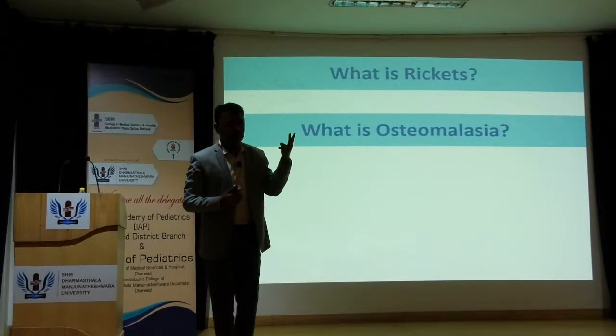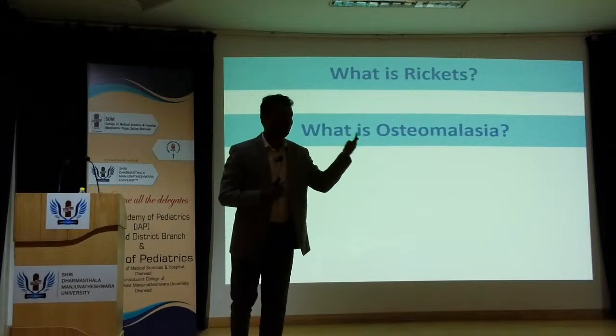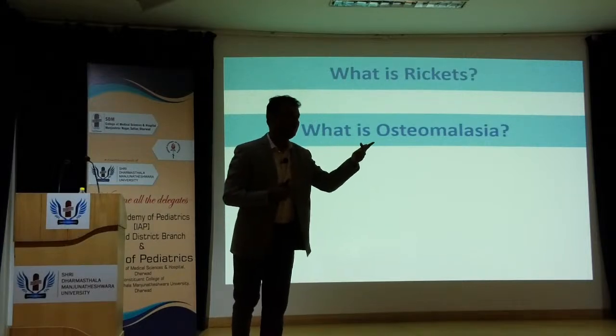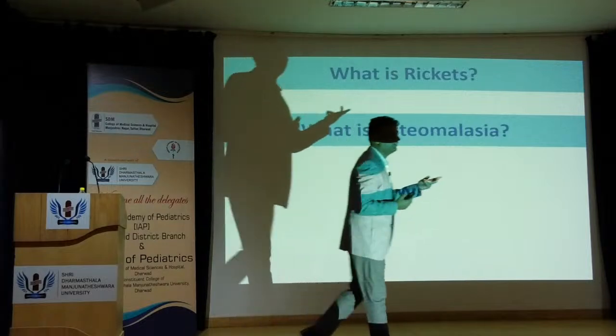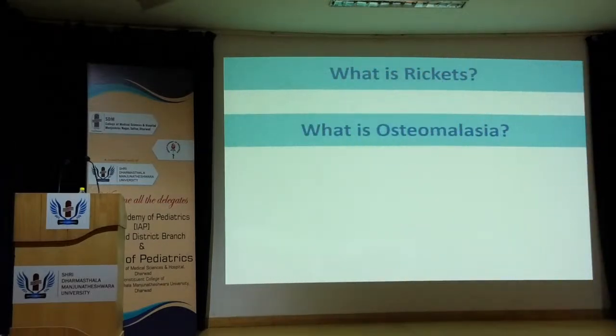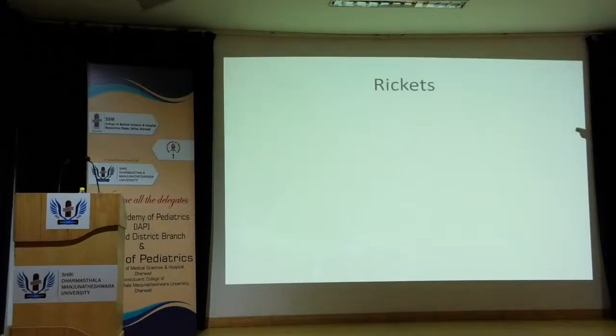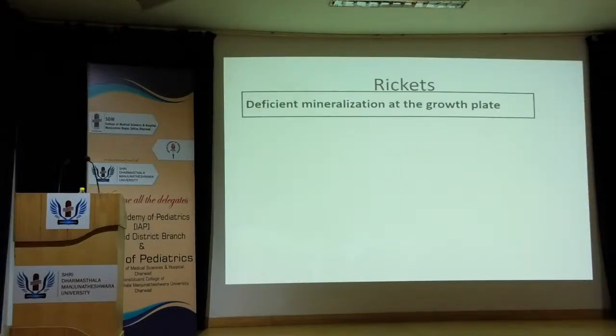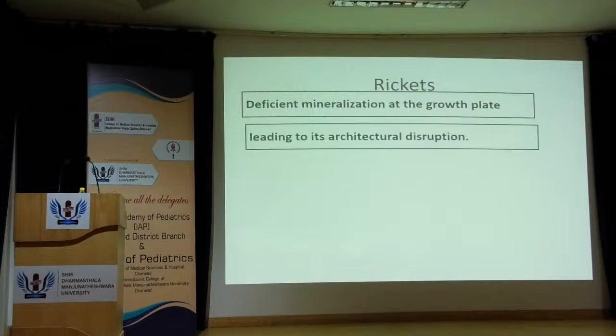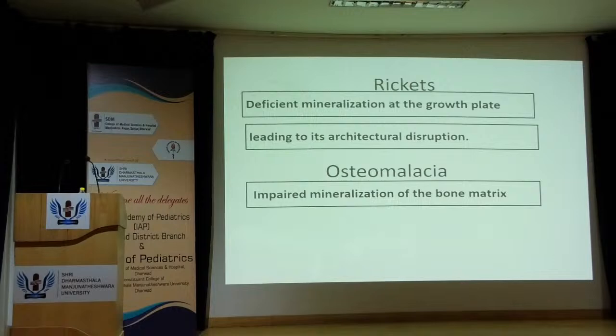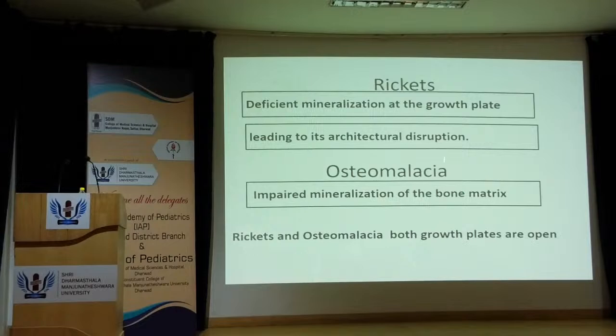So these are two words we keep on using, right? Rickets and osteomalacia. Anybody? What's rickets? What's osteomalacia? Rickets is deficient mineralization at the growth plate, leading to architectural disruptions. Whereas osteomalacia is impaired mineralization of the bone matrix. So this is a bone matrix problem, whereas rickets happens at the growth plate, leading to disruption and different disfigurements of the bone. This is the basic beginning.